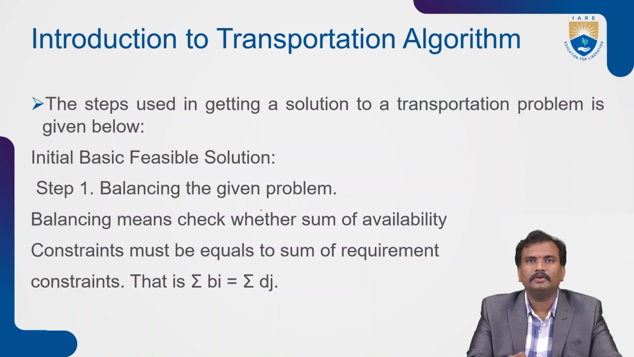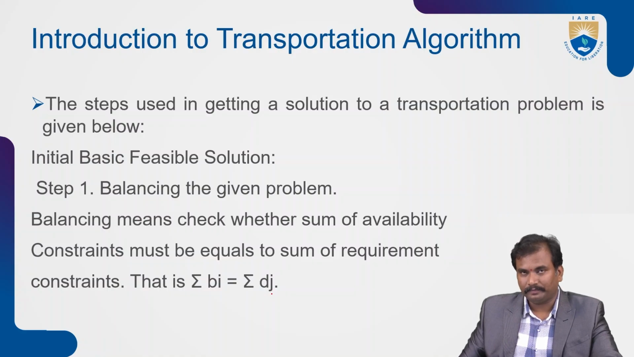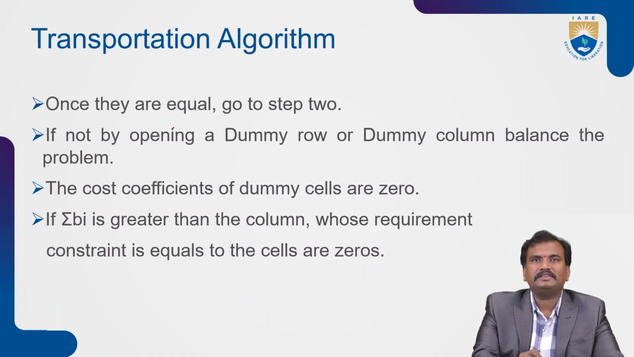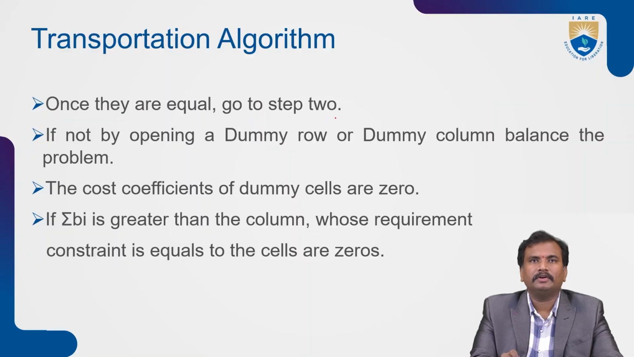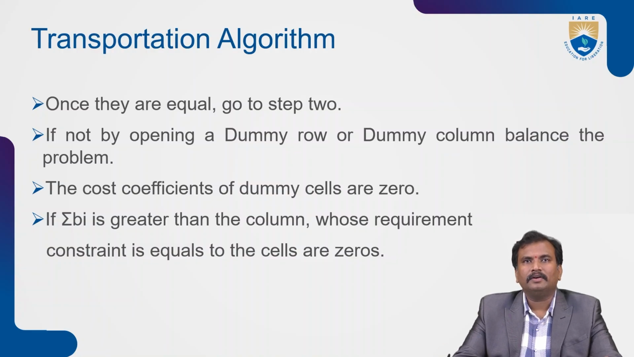In step 1, we first need to balance the given problem, and balancing means checking whether the sum of availability constraints equals the sum of requirement constraints, that is, summation of bi equals summation of dj. Once they are equal, go to step 2. If not, balance the problem by opening a dummy row or dummy column.